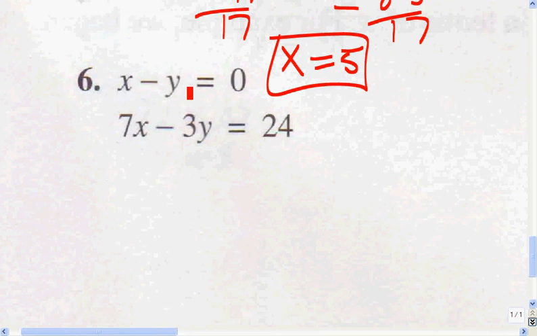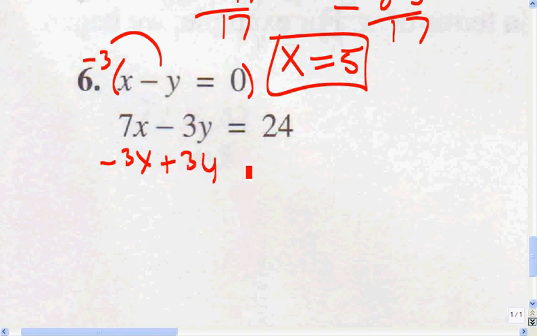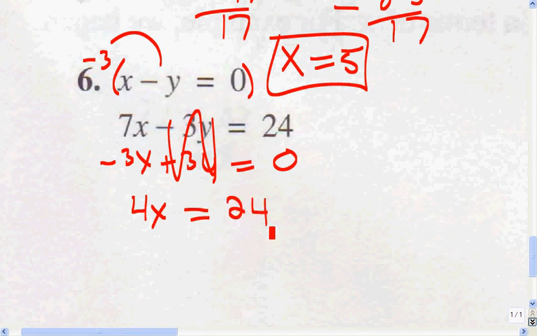So here we have x minus y equals 0. And so I'm going to turn this y into a positive 3y by multiplying everything by a negative 3. So this is going to become a negative 3x. This is going to become a positive 3y. And negative 3 times 0 is just 0, so it's going to stay 0. 7x minus 3x is 4x. These cancel out, and I get 24. Divide both sides by 4. x equals 6.